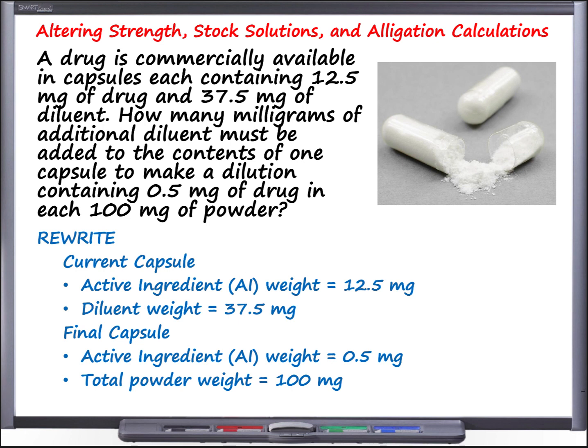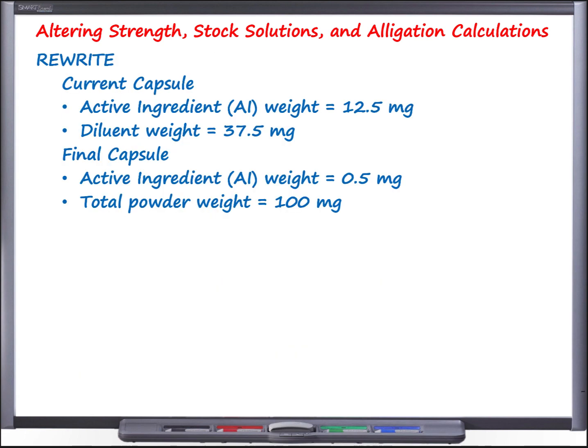Then, separating your mind, that's what we have to start with. What we want to make in the end is a new capsule. And essentially, the concentration of powder in this capsule has to have 0.5 milligrams of active ingredient in a total powder weight, a combined weight, of 100 milligrams. All right. So let's just move on, because the numbers we have here don't help.